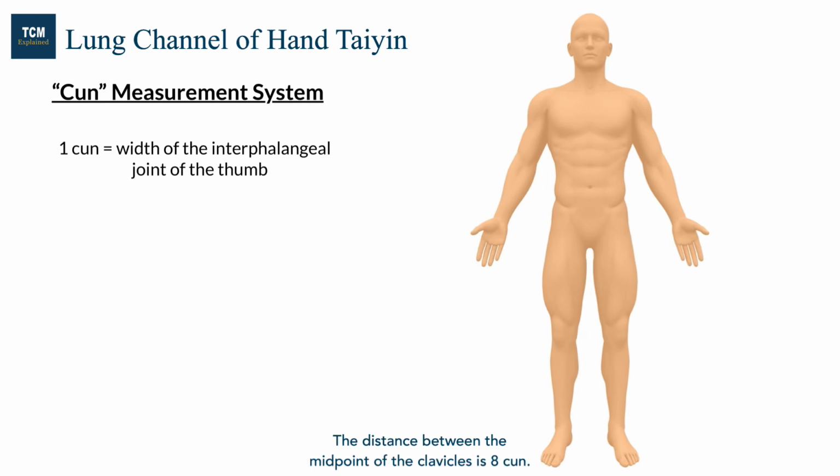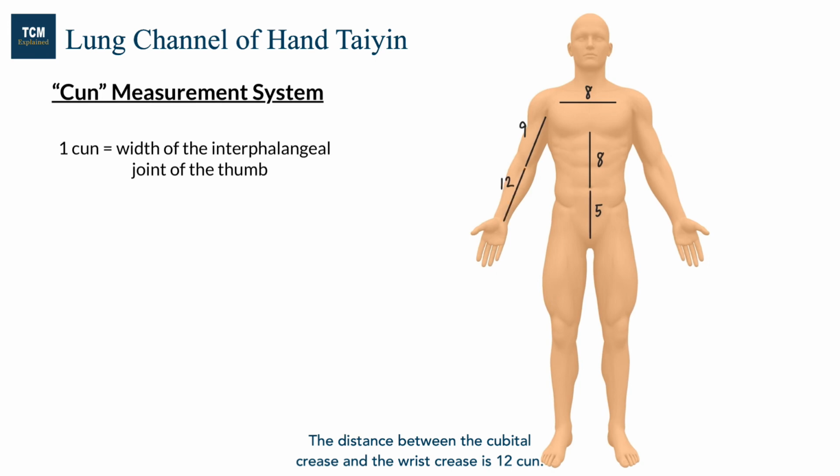The distance between the midpoint of the clavicles is 8 Cun. The distance between the sternocostal angle and the belly button is 8 Cun. The distance between the belly button and the pubic symphysis is 5 Cun. The distance between the anterior axillary crease and the cubital crease is 9 Cun. The distance between the cubital crease and the wrist crease is 12 Cun.